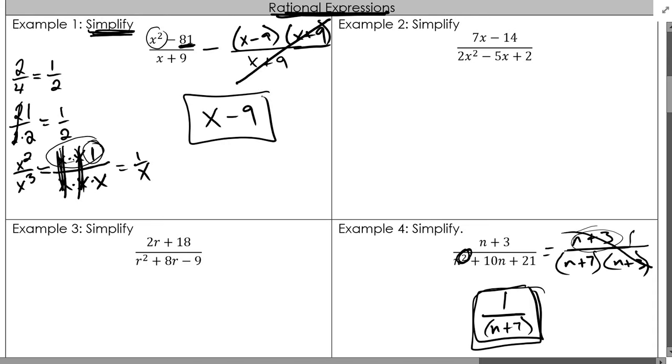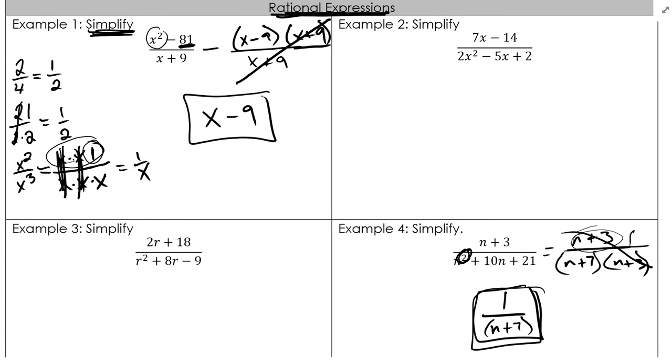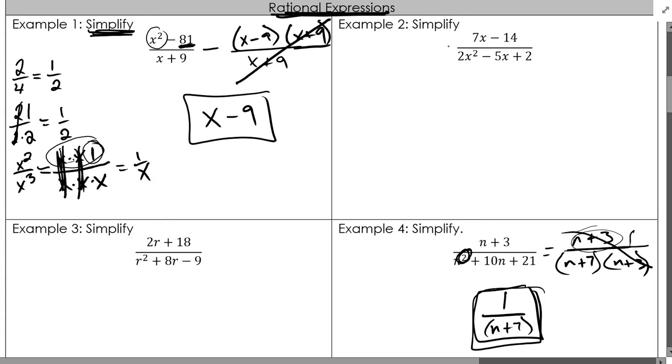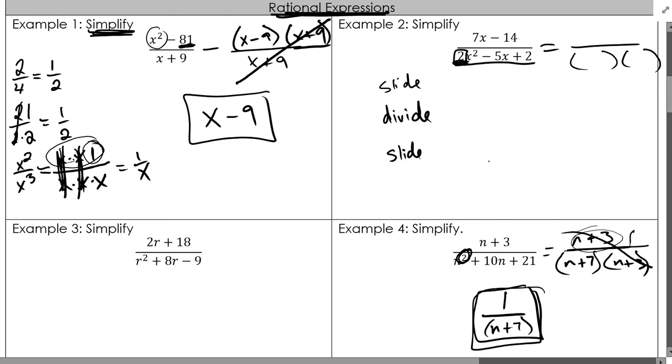All right, last example I'm going to work with you. Number 2. As we look at it, we can tell the bottom is a trinomial, so it's going to end up looking like 2 parentheses right there. Since it has a number, a coefficient in the front, you should remember the 3 steps that you do when you have a coefficient on a trinomial. You can do slide, divide, slide, and you could find your answer.